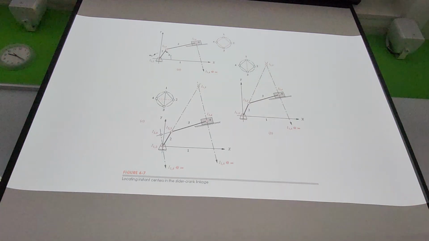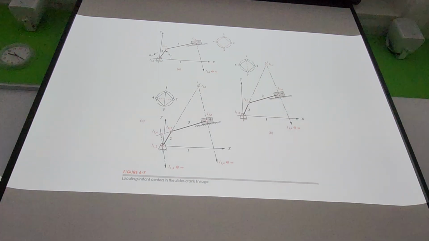Now if you see here, the slider is at an incline. Link 2, link 3, link 4 is the slider. The instantaneous center for 3, 4 is shown here. Now 1, 4 will be at infinity, perpendicular to the incline here. So with 1, 4 at infinity, 1, 3 will be on this line. 1, 2 is here, 2, 3 here, so 1, 3 will be on the line, at the intersection point.